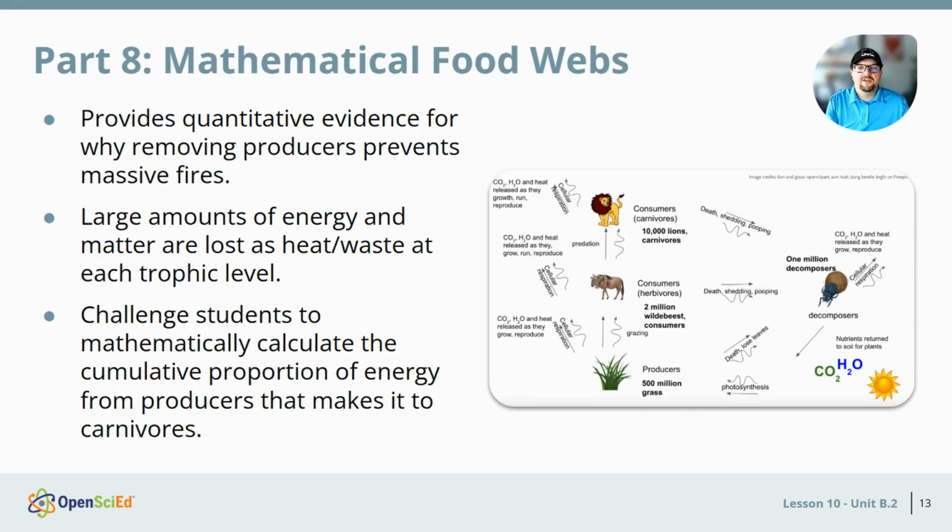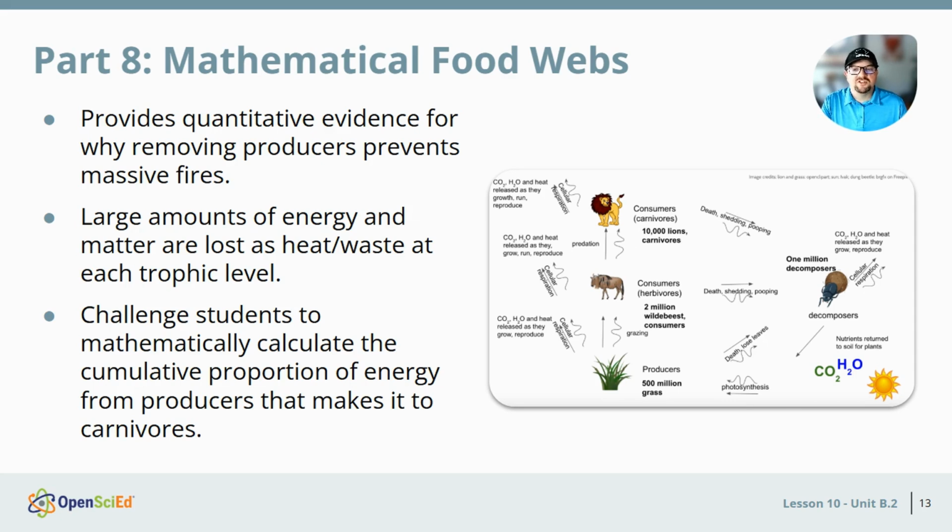Moving into part 8, students look closely at the simplified food web diagram of the Serengeti, tracing the specific biomass percentages transferred between producers, herbivores, and carnivores. They should be using calculators and writing down ratios to calculate the steep drops in energy at each level. This step shifts students from qualitatively describing to quantitatively collecting evidence to show energy flow. They take away that large amounts of energy and matter are lost as heat or waste at each trophic level, meaning that reducing producers effectively starves a potential fire of fuel.